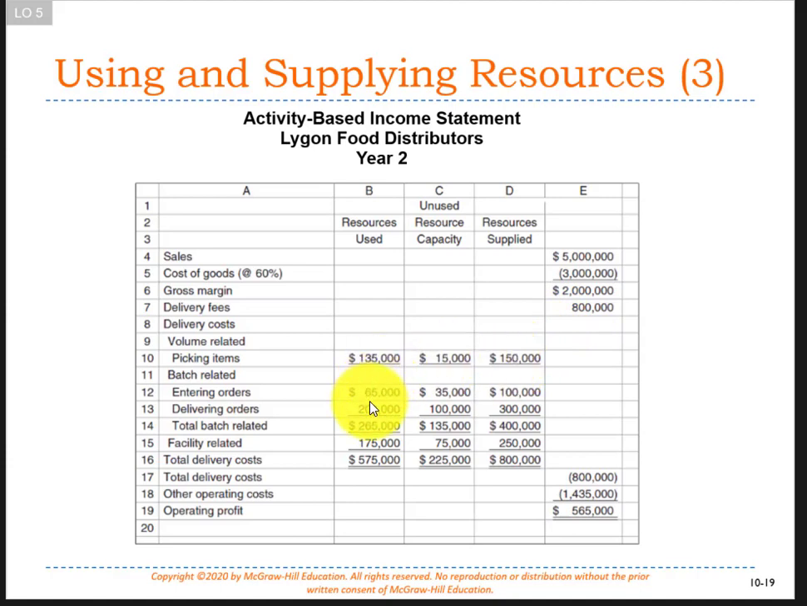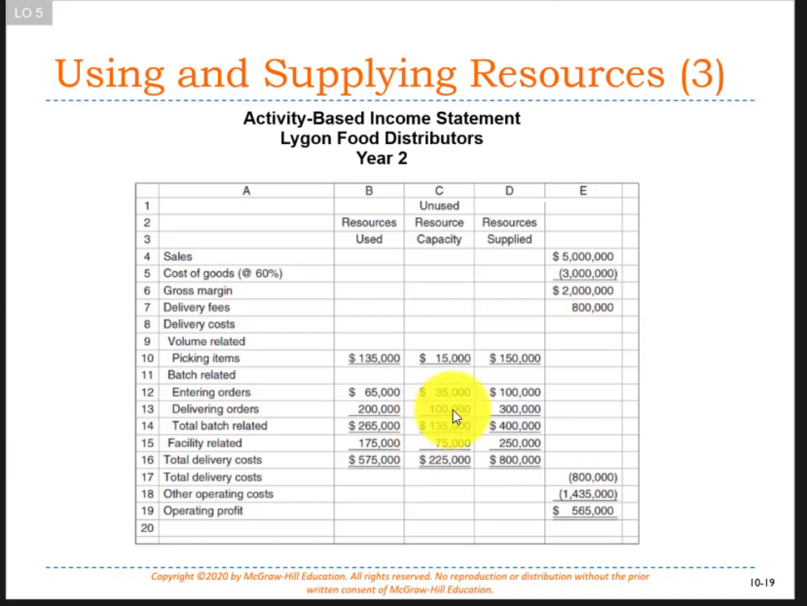Now we start to get to these others, and we find a much bigger percentage that is unused. And that may be a concern. And that's what this process is doing, looking at that unused resource. Which means that we could enter a lot more orders without having to have more data entry people.